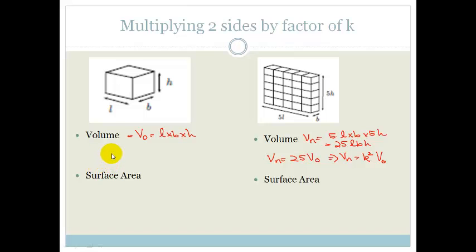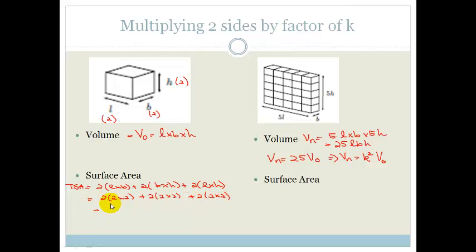And again, to make it easy for us to understand, I'm going to let this be 2, and this be 2, and this be 2. So our total surface area, TSA, is going to be 2 times L times B plus 2 times B times H plus 2 times L times H. Length times breadth, 6 times. Right, so if we do this again, it's going to be 2 times 2 times 2 plus 2 times 2 times 2 plus 2 times 2 times 2, which becomes 4 times 2 is 8 plus 8 plus 8 plus 8, which is 24 units squared.